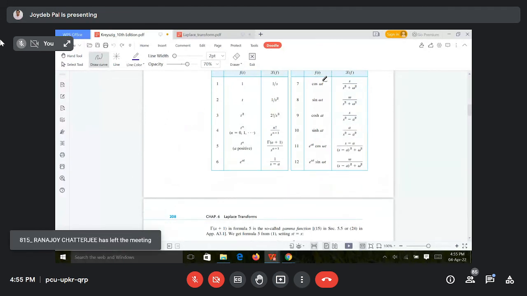Okay, do you get it? So to find Laplace inverse or Laplace transform, sometimes you have to adjust it by a constant, as I just showed, Laplace inverse of 1 by s cube.